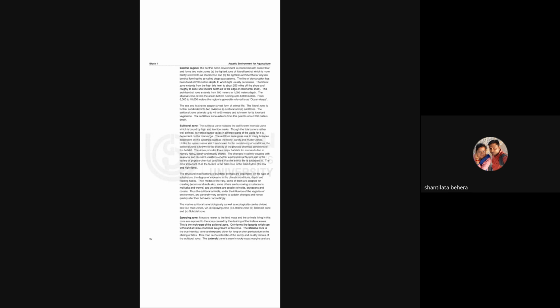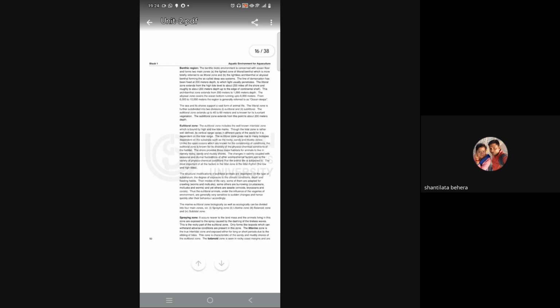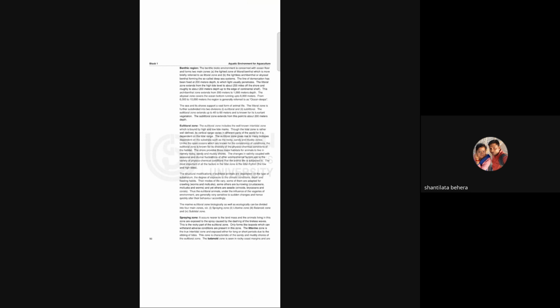The eulittoral zone includes the well-known intertidal zone, which is bounded by high and low tide marks. In the ocean, generally, tides form: high tide and low tide. So the region between high tide and low tide is called the eulittoral zone.